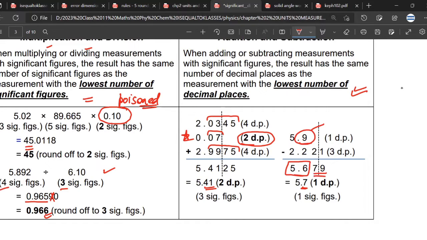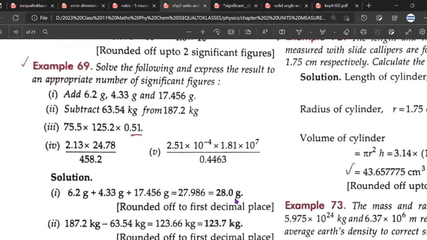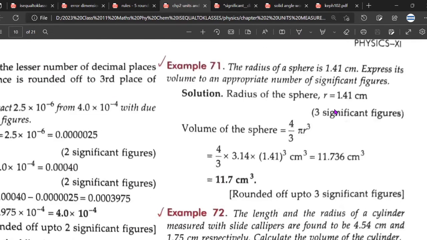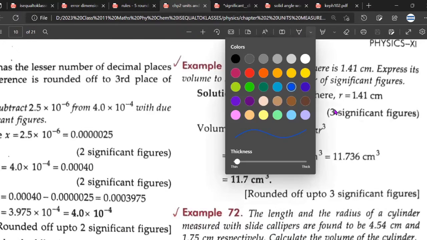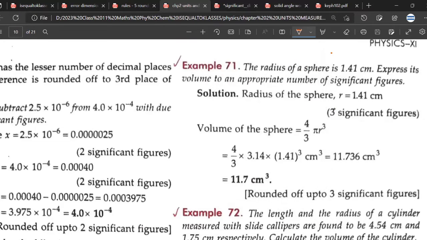And this is where your rounding off skills would be applicable. Are we clear? Now, of course, we'll be doing numericals and examples, but one thing that I want to show you before you start. For example, the radius of a sphere is 1.41 centimeter. Now, express the volume in terms of appropriate number of significant digits.